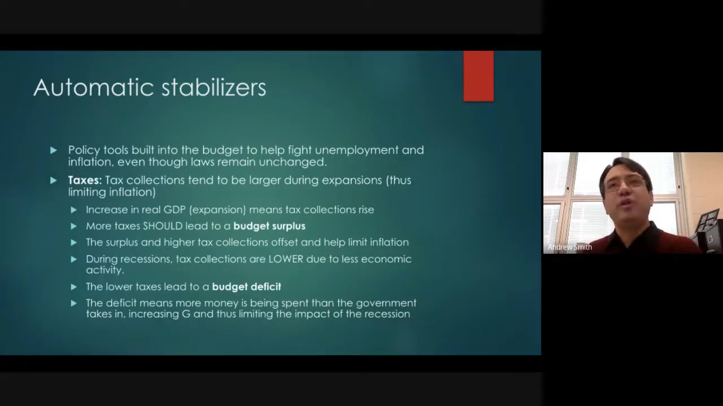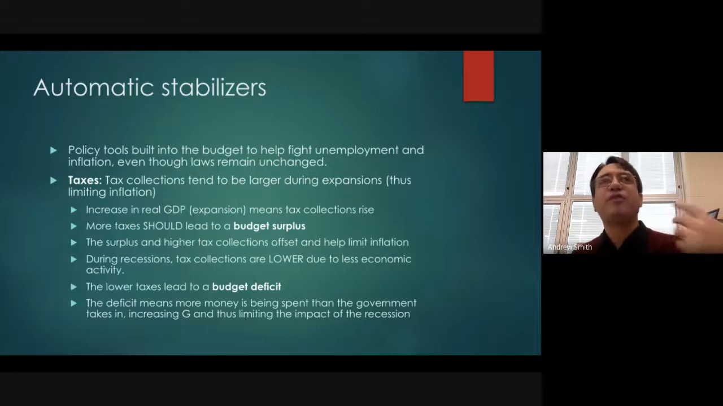and also should lead to a budget surplus. And so all the debts that we incurred, in theory, during the recession can get paid down. That usually doesn't happen. But that's how it works in theory. Then during recessions, tax collections are lower. The government doesn't collect as much in taxes. So therefore, people are able to keep more of their own money, and therefore they're able to spend more, which will boost economic activity and limit the impact of the recession.